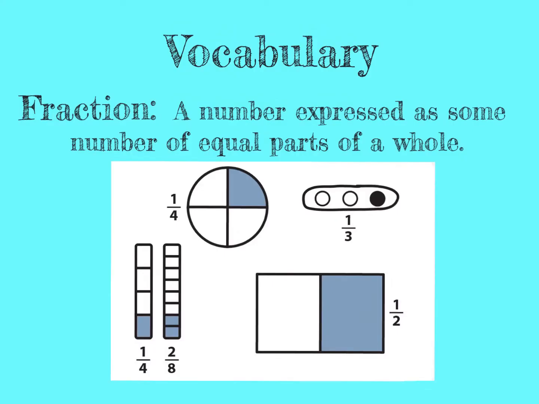First, we're going to start with vocabulary. And our first vocabulary word is fraction, which is a number expressed as some number of equal parts of a whole. As you can see, down here we have examples. As you can see in the 1/4, there is only one shaded part in the whole. And the same can be said for 1/3, because we only have one shaded part in the whole here as well. The same as 1/4, 2/8, and 1/2.